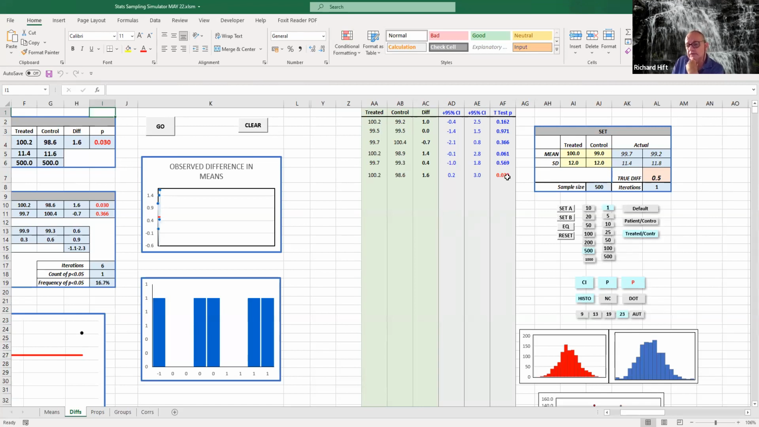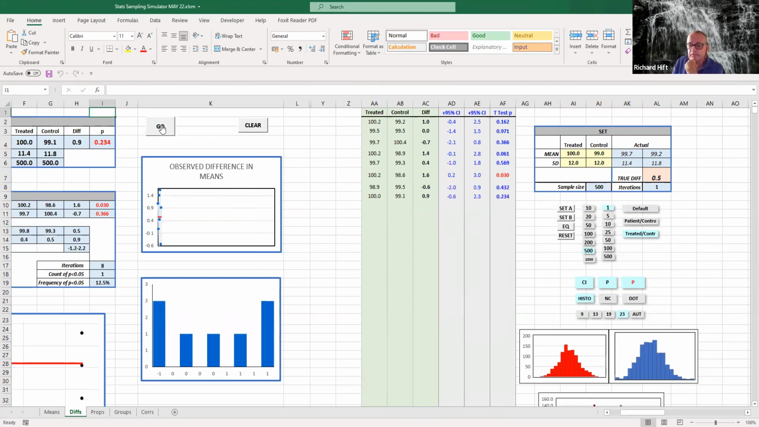Now we know there is a real difference. So this is in fact a study power of about 20%. I've got a 20% chance of showing significance. 80% of the time, I'll miss it. Let's do a few more. Okay, there again. Occasionally, I am able to pick up that significance.